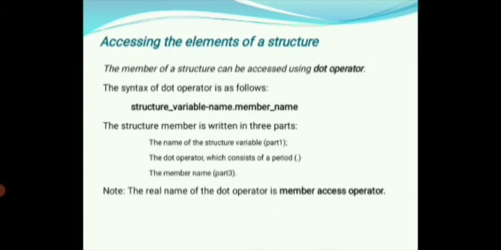Then we move on to the next slide, accessing the elements of the structure. The elements of the structure are accessed by using the dot operator. The member of the structure can be accessed by using the dot operator. Here is the general syntax: structure variable name dot member name. The structure member is written in three parts: the name of the structure variable, the dot operator, and the member name. The dot operator we can also call the member access operator.